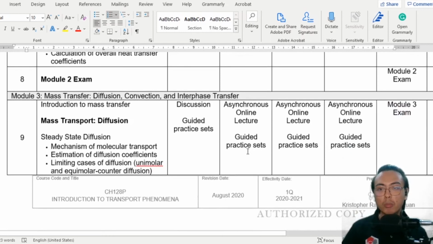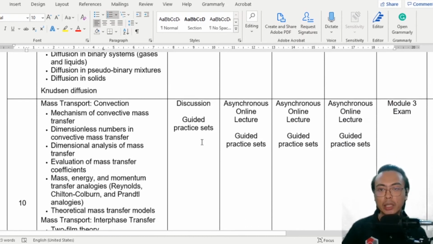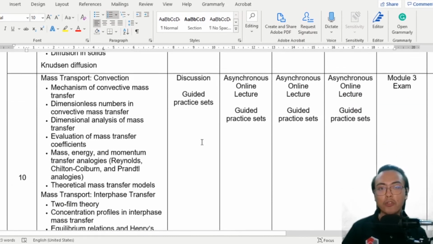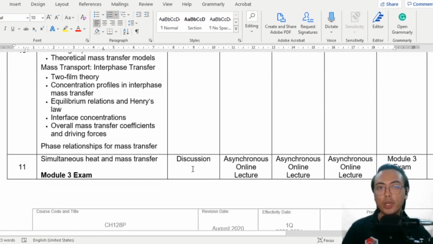And finally, module 3 will run for 3 weeks. For week 9, our topic is mass transport diffusion along with the introduction to mass transfer. Week 10, our topic is convective mass transport and interface mass transfer. And for week 11, we will have a short lecture on the simultaneous heat and mass transfer before proceeding to the module 3 exam.